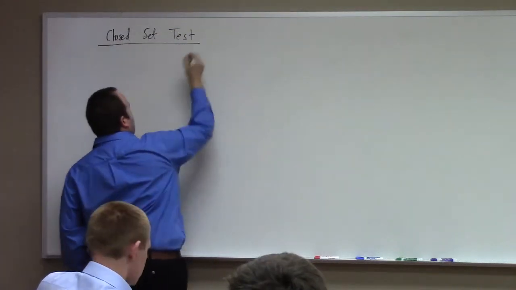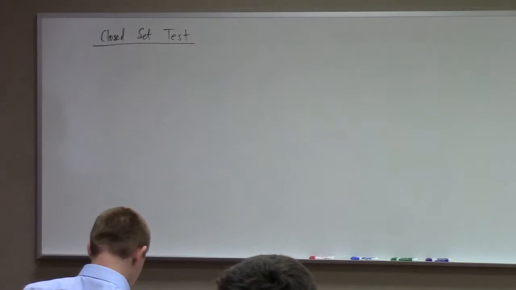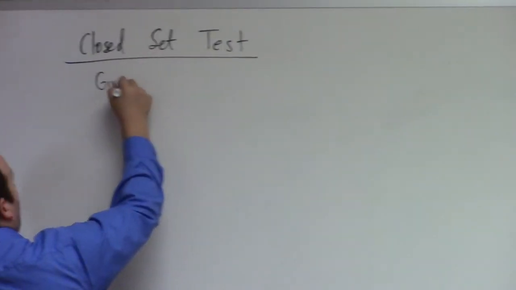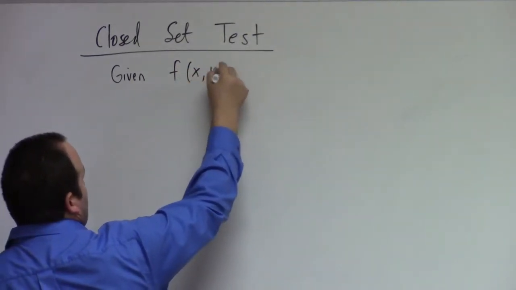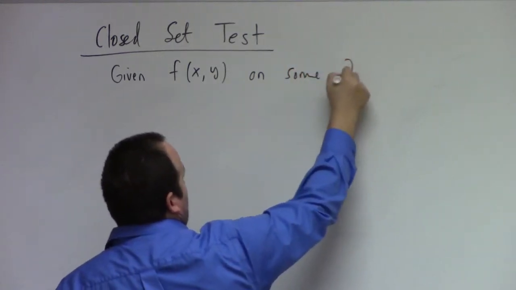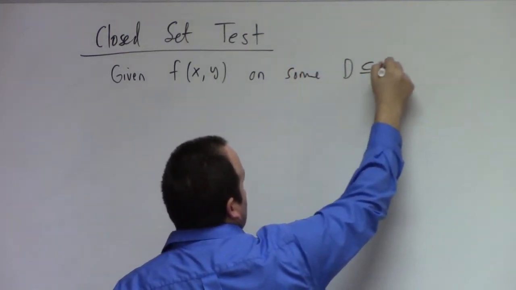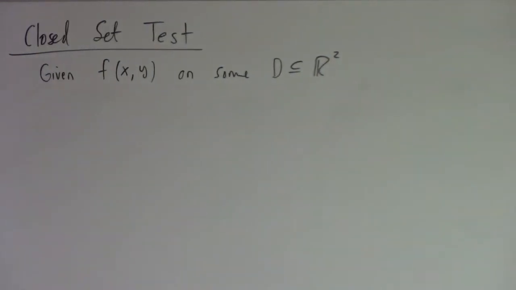Okay. So I want to talk to you about the closed set test. It goes back to the start of our discussion, which was we have some function, let's say a function of two variables, on some domain of consideration, and we want to find where it's minimized and maximized, right? So here's the rule.